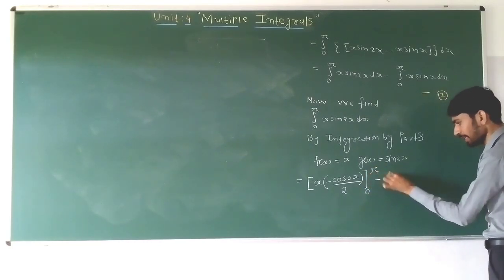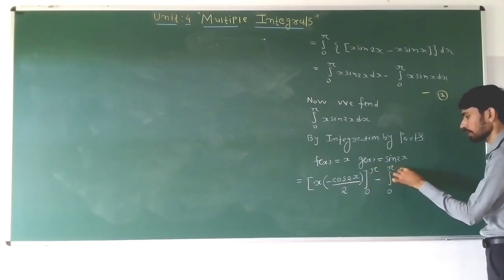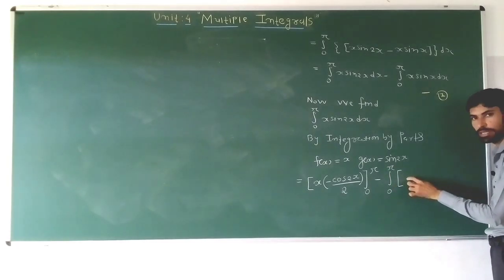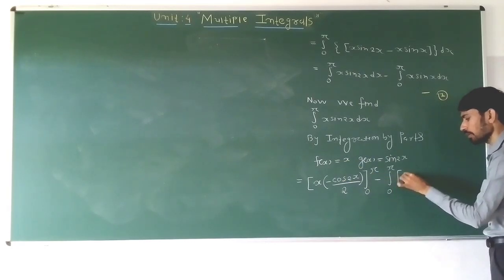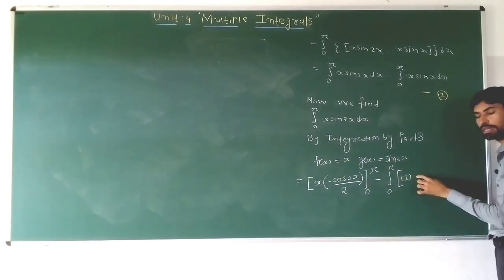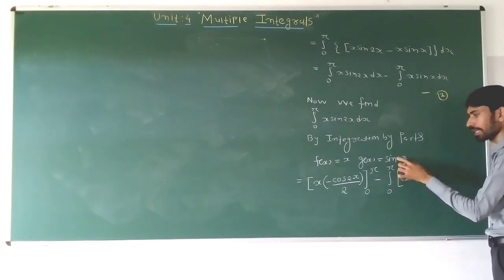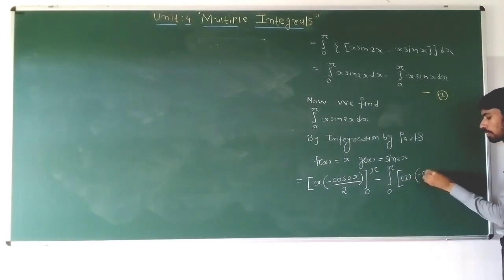Minus integration 0 to pi in a bracket. First of all, here we are taking the derivative of f of x. Derivative of f of x is 1. And here we are taking the integration of g of x. So integration we already found, minus cos 2x upon 2.